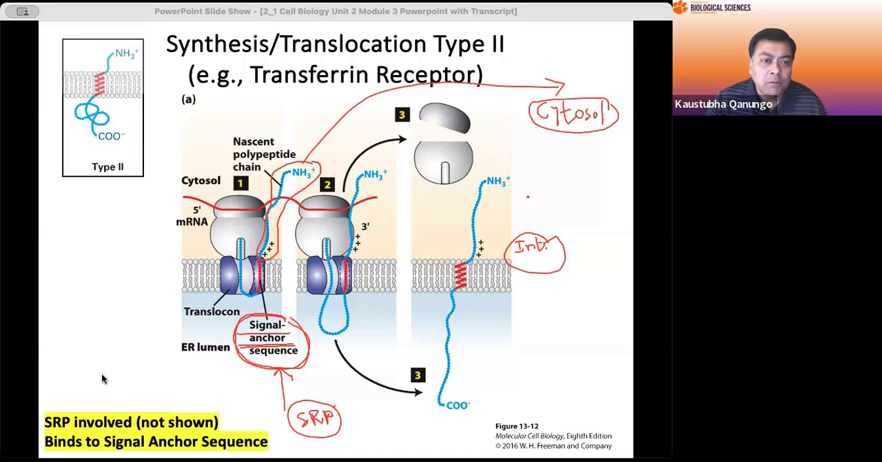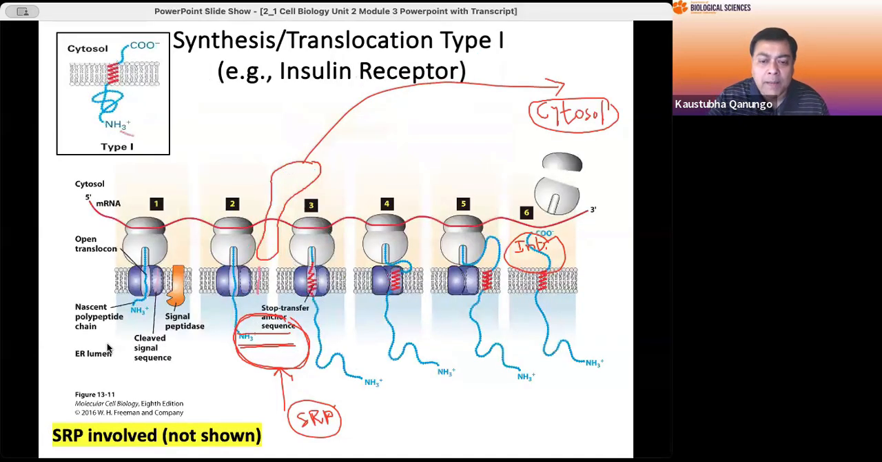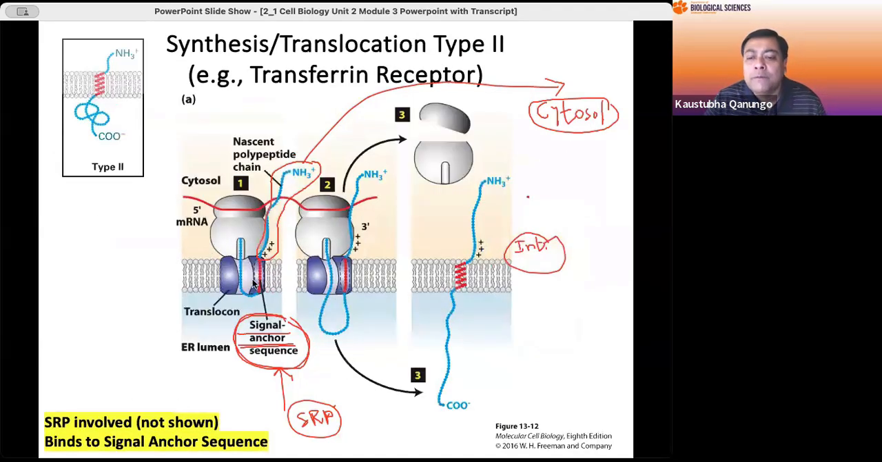If you compare that with last time, the first signal sequence brought the ribosomes onto the translocon. The second one was not a signal, it was a stop transfer for transferring that into the membrane. In here, this is the signal for bringing it to the translocon.